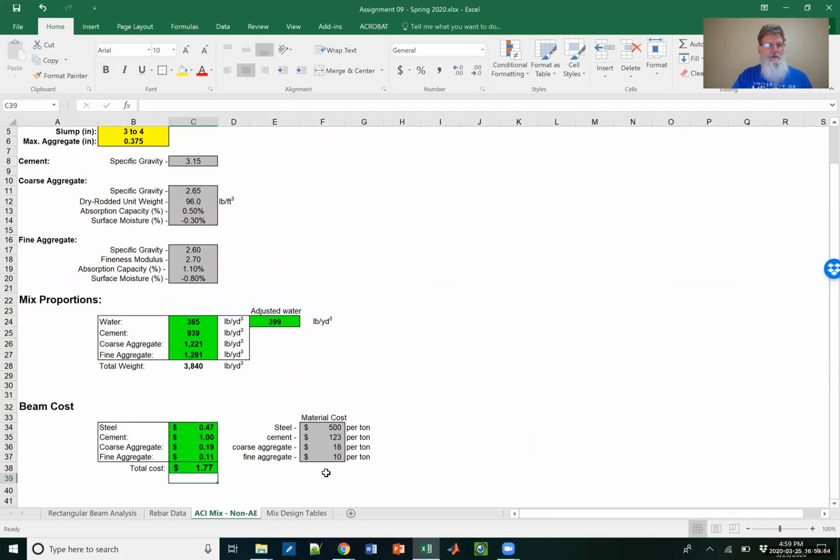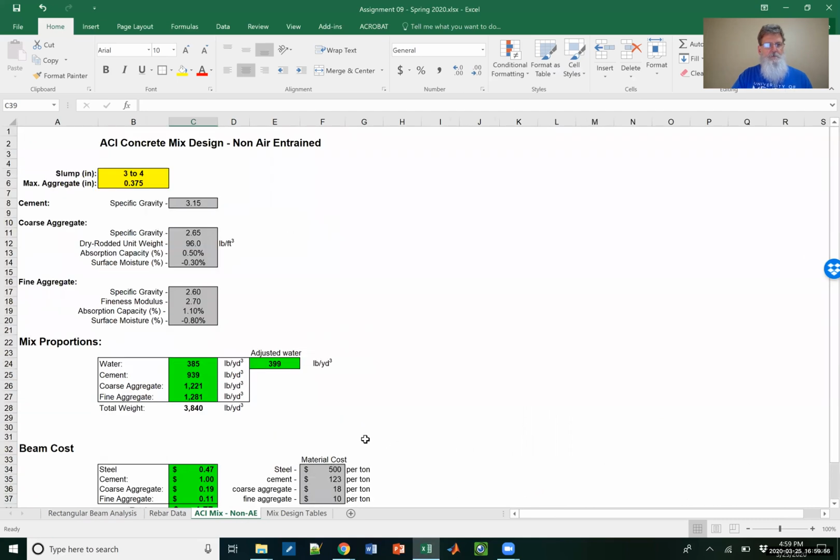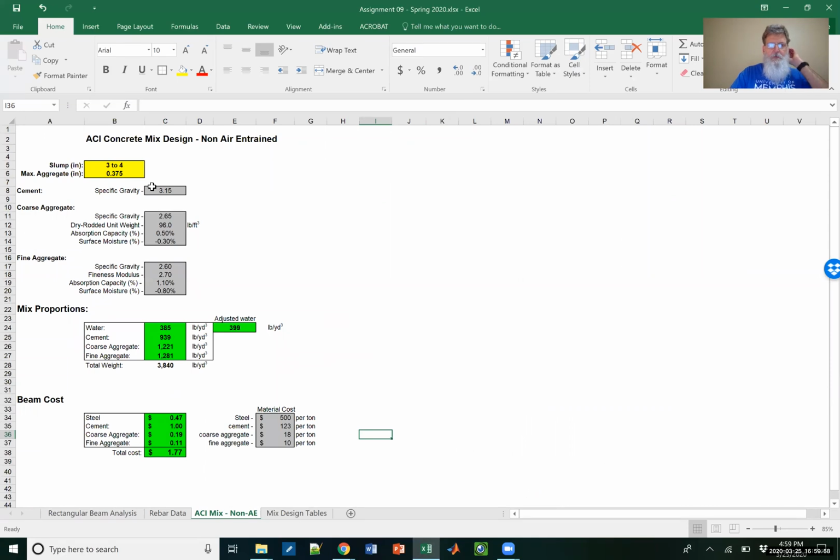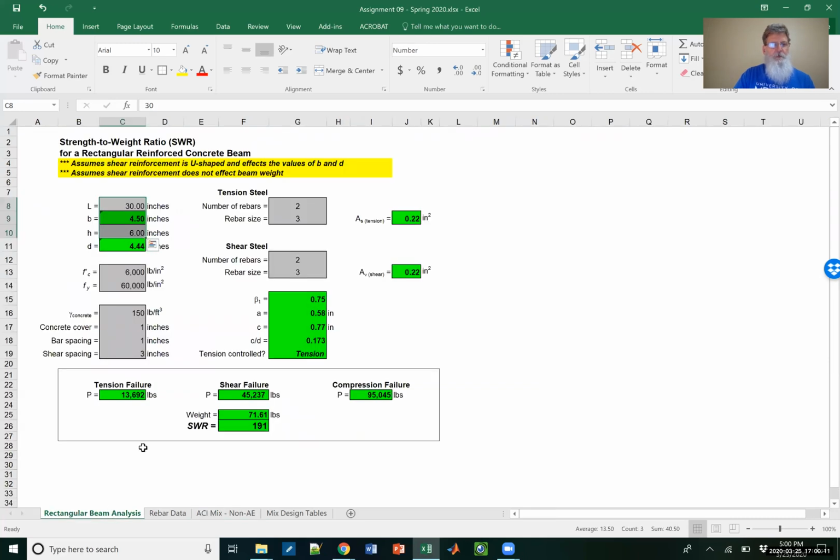You can see on my ACI mix design sheet, I have everything I need. So I can still change the slump and the aggregate size. I can still change these parameters. Everything here will automatically update. Now I have a cost of my beam. So if I go back to this sheet, I can put in all the information I need for the beam, including the strength. It'll update.